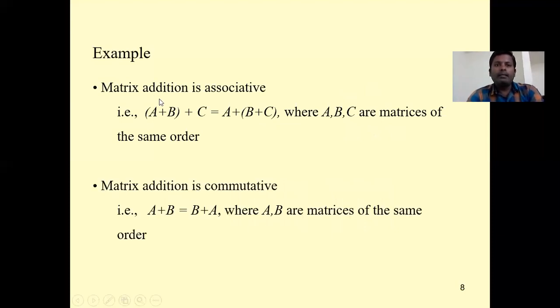Next, matrix addition is associative. That is, A plus B plus C is equal to A plus B plus C, where A, B, C are matrices of the same order. The next property: matrix addition is commutative. That is, A plus B is equal to B plus A, where A, B are matrices of the same order. You observe here that matrix addition is associative and also commutative.